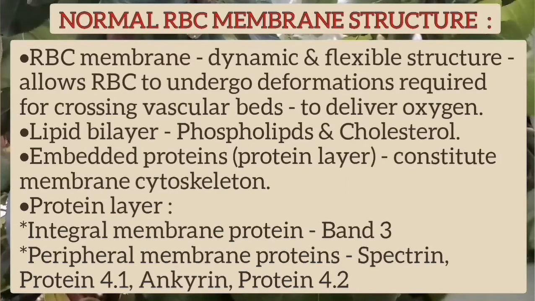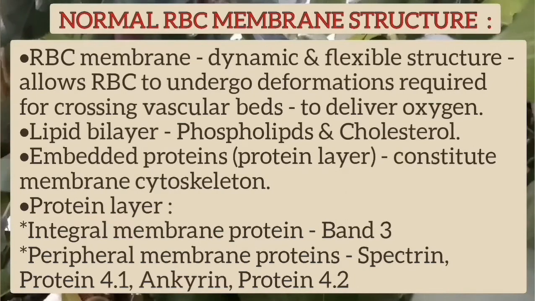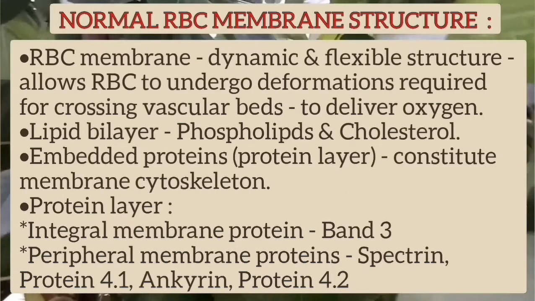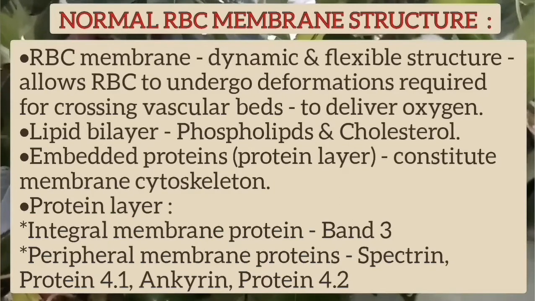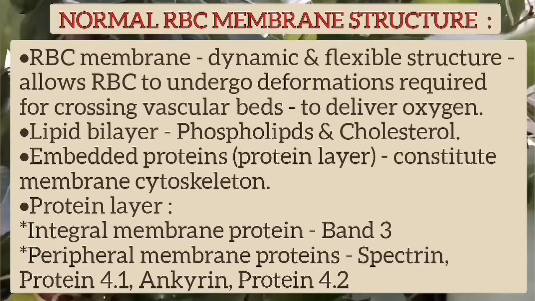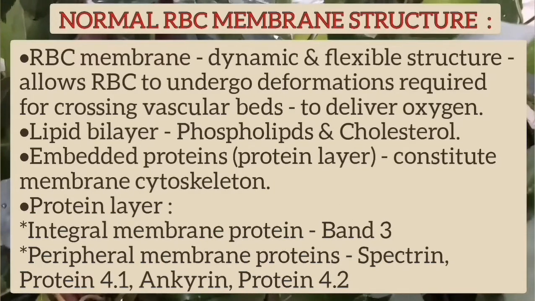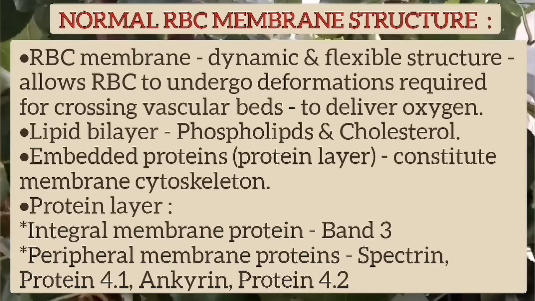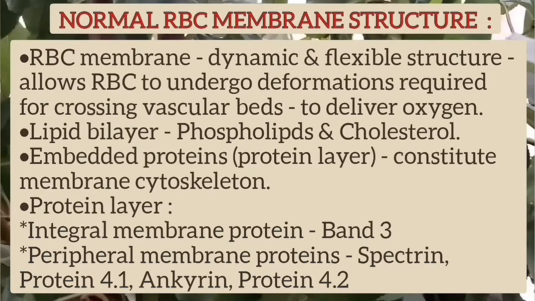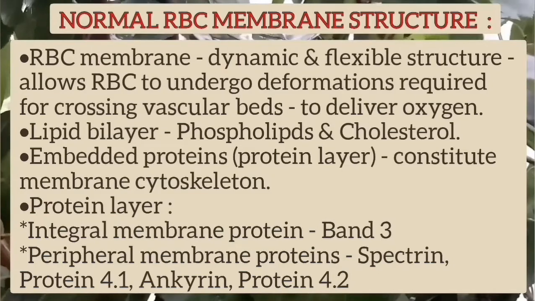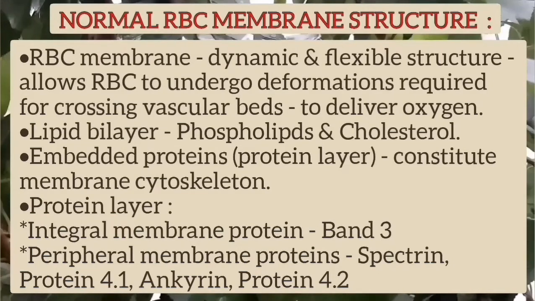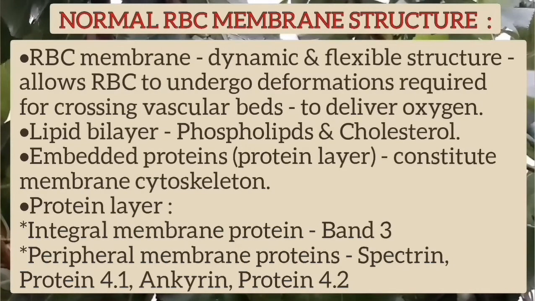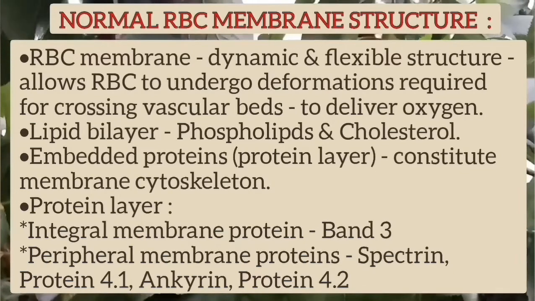Now the RBC membrane consists mainly of a lipid bilayer which is composed of phospholipid and cholesterol, and embedded in these are proteins that constitute the membrane cytoskeleton. The core layer is hydrophobic and interacts with the protein. Now the protein layer consists of the integral protein, which is band 3, and the peripheral proteins, which include spectrin, protein 4.1, ankyrin and protein 4.2.